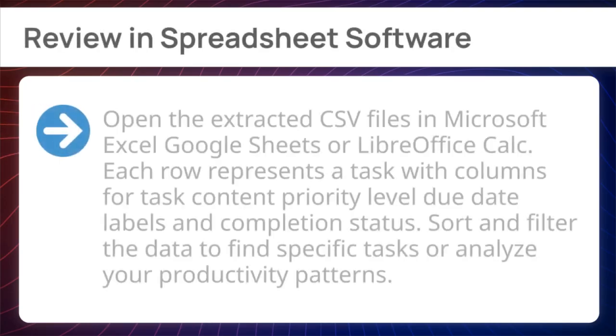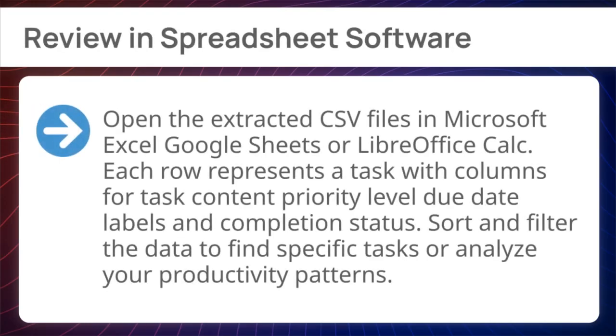Next, review in spreadsheet software. Open the extracted CSV files in Microsoft Excel, Google Sheets, or LibreOffice Calc. Each row represents a task with columns for task content, priority level, due date, labels, and completion status. Sort and filter the data to find specific tasks or analyze your productivity patterns.